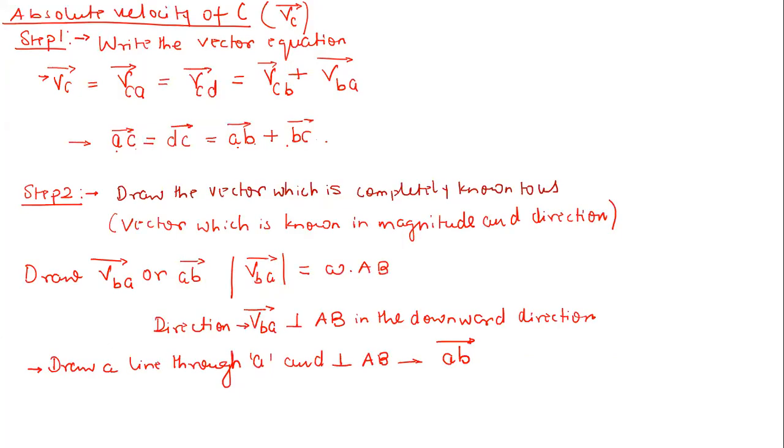Now let us go to the second step. In the second step, two vectors are left. So which two vectors are left? If you go to this vector equation, this vector we have drawn completely. Now which two vectors are left? One is this VCB vector and another is this VCD vector. So right now these two vectors are left. Now let us think about that.